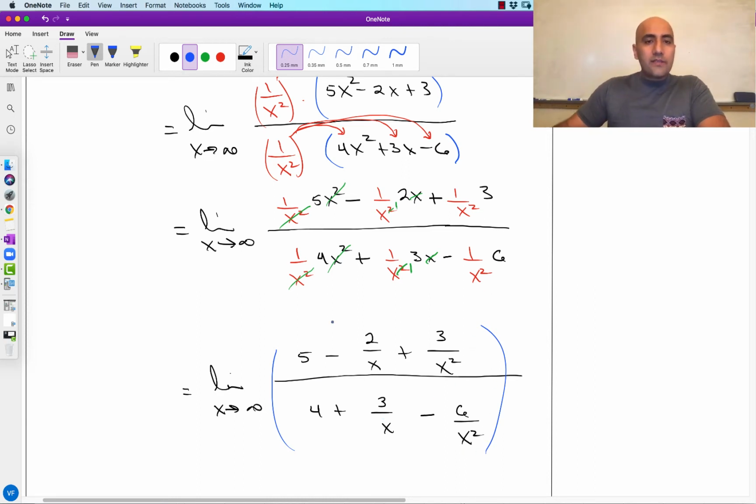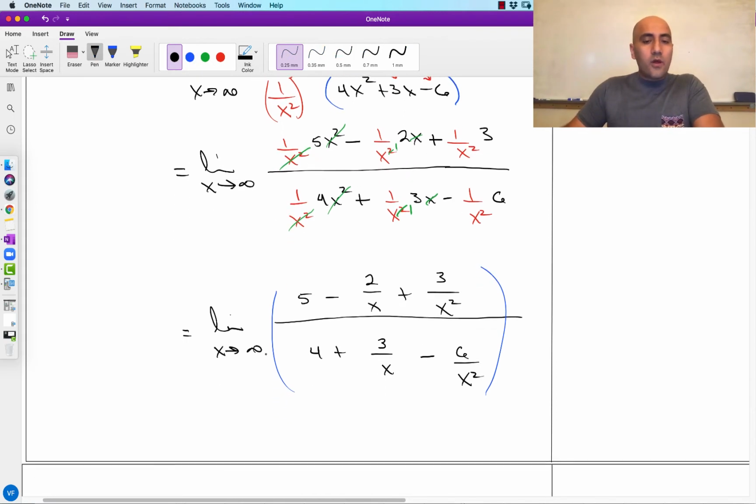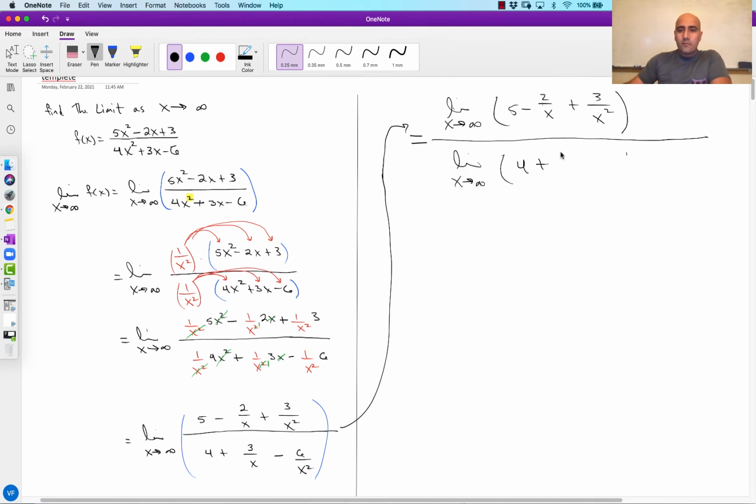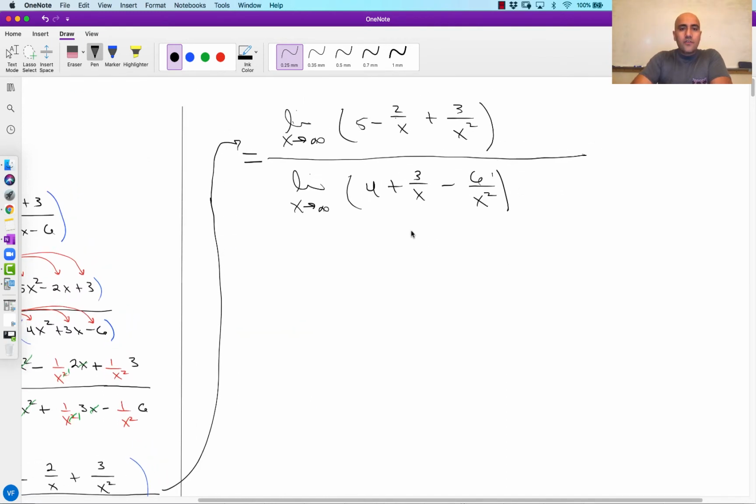Okay, so now almost all of the properties of limits that we learned before still apply. One of those properties was that if we have a limit of a fraction like this, then we can find the limit of the numerator and the limit of the denominator separately, and then divide them. That's the property I'm going to use here. So the limit of this entire fraction is equal to the limit of the numerator divided by the limit of the denominator. Also, we have properties of limits that say that if we have addition or subtraction, we can find them separately.